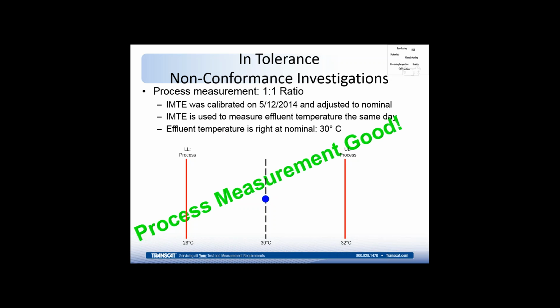And you would call that process measurement good. If I calibrated that instrument that day and took it out on the floor and made a product measurement, unless I dropped it or did something to cause a shift on the instrument, it should be right at 30. If that product measures 30 degrees, it should be right at 30, based on the calibration that was just performed.